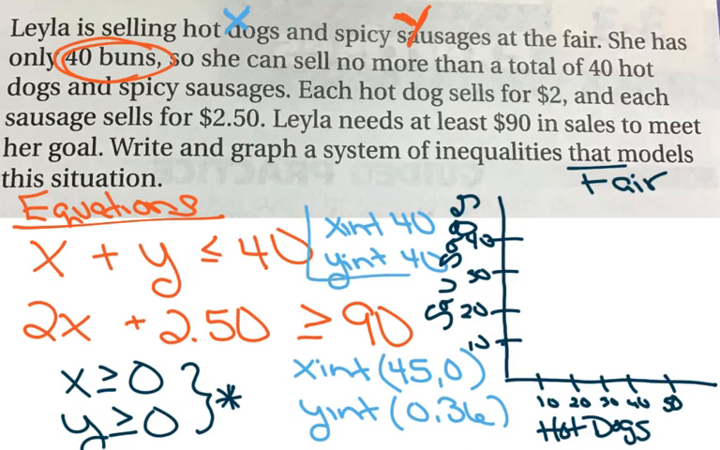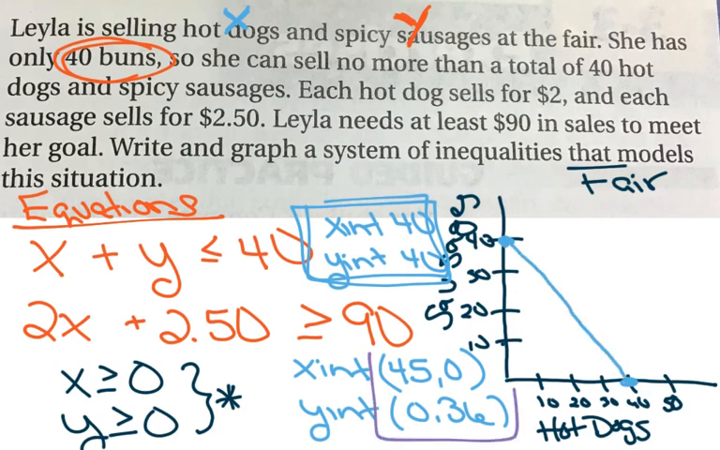On that first equation, I'm going to do it in blue so you can see it a little bit better. We had an x-intercept of 40. We had a y-intercept of 40. We can have exactly 40. If we look back at our equation, it had the equal to, so we're going to make that a nice solid line. On my second one right here, we'll put the intercepts. So we had an x-intercept of 45 and a y-intercept of 36, so somewhere in there. And then again, we can have exactly $90 because it says she needs to sell at least $90, so $90 or more.